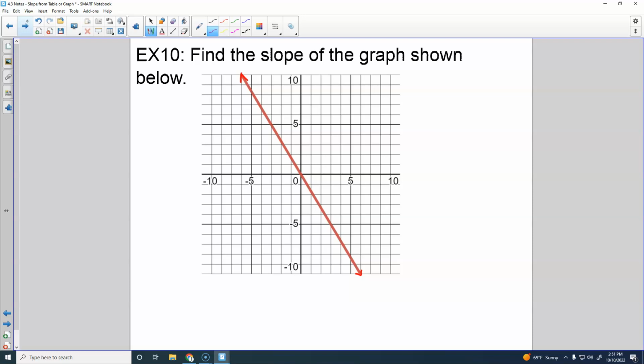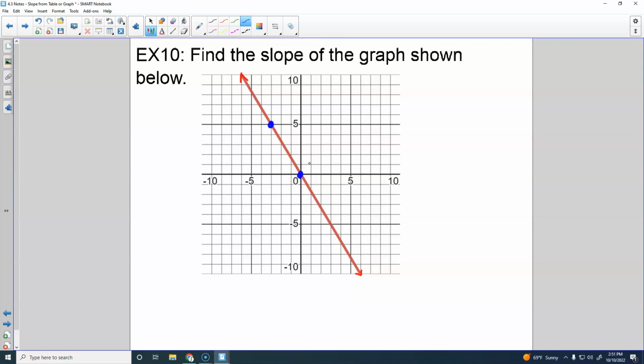All right, let's do this next one. All right, Savannah, can you give me a point on this graph? Negative 3.5. That looks great. Let's see, Anya, can you give me another point? Good. I like that. Simple one.